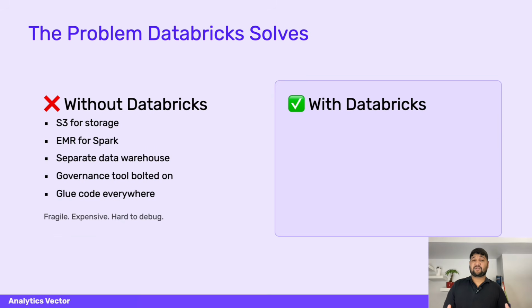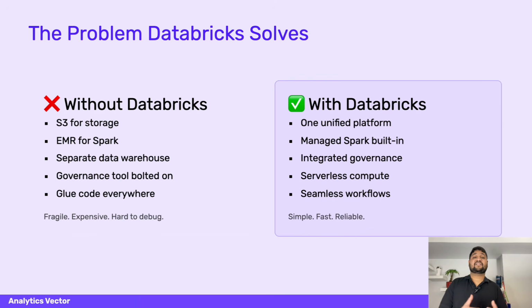Without Databricks, you're stitching together 5, 6, 7 different platforms. You've got S3 for storage, maybe EMR for Spark, a separate data warehouse for analytics, some governance tool bolted on top, and a bunch of glue code holding it all together. It's fragile, it's expensive, and every time something breaks, you're debugging across 3 different systems. Databricks replaces the entire fragmented stack with one unified platform.